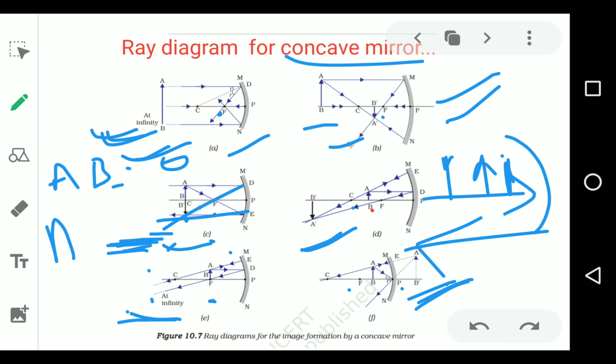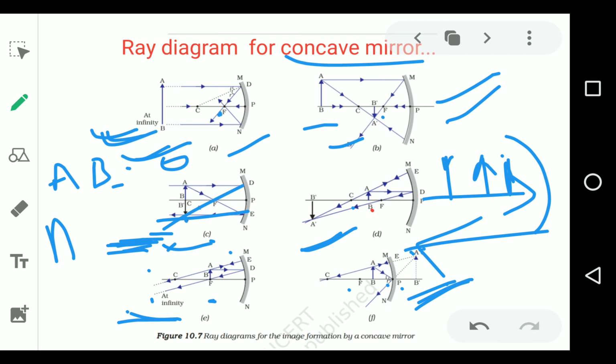So from AB, one light ray is incident passing through the center and coming back through the center, and another one is making some angle at the pole, and when it reflects, it will also make the same angle because of the law of reflection, angle i equals r. Okay, so with the normal, they will always make the same angle, so it is passing in this direction. And when you extend both the reflected rays on the non-reflective side of the mirror, they are supposed to meet at a point behind the mirror.